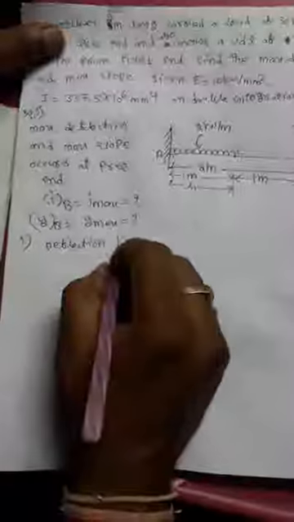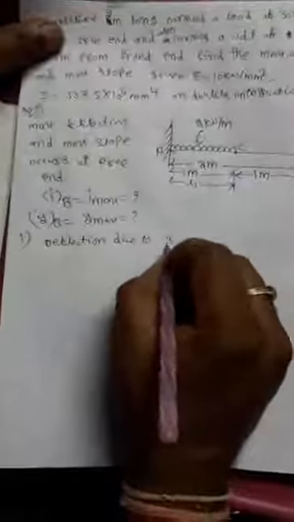Here the UDL is 2 kilonewton per meter. You can find the maximum deflection and maximum slope for this UDL and this point load separately. First, I find the maximum slope and deflection for this point load. Number one, the deflection due to the 30 kilonewton load at the free end. The free end is nothing but B, so deflection at B.